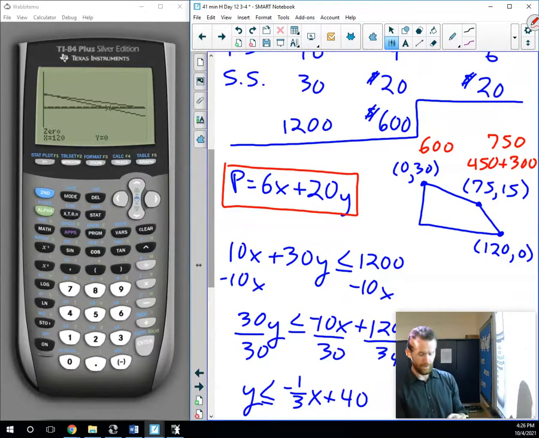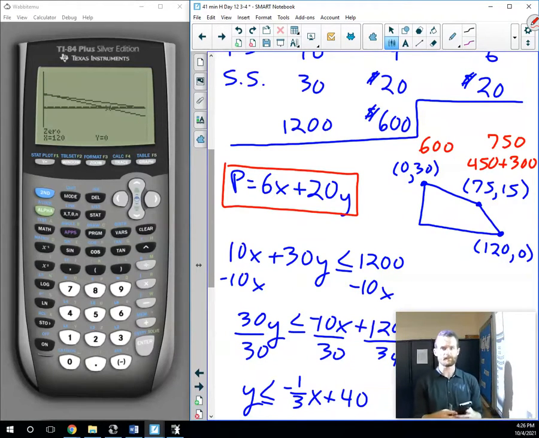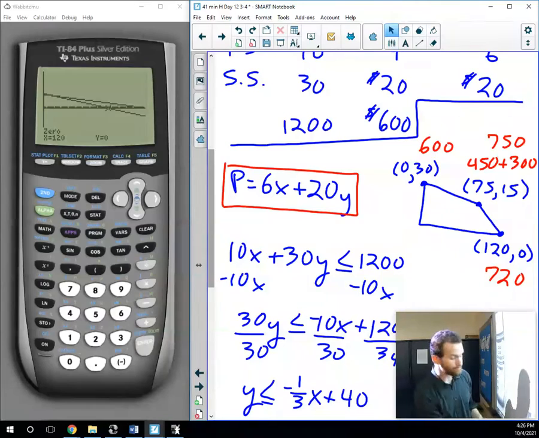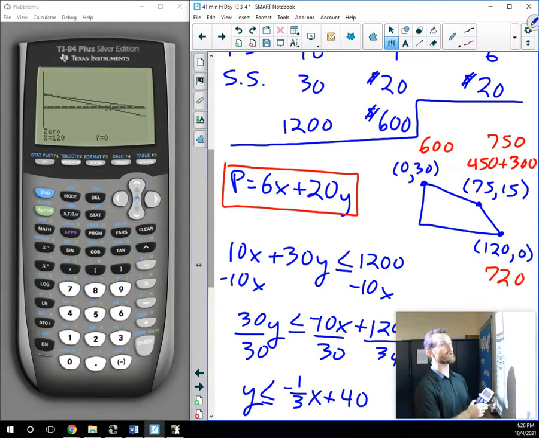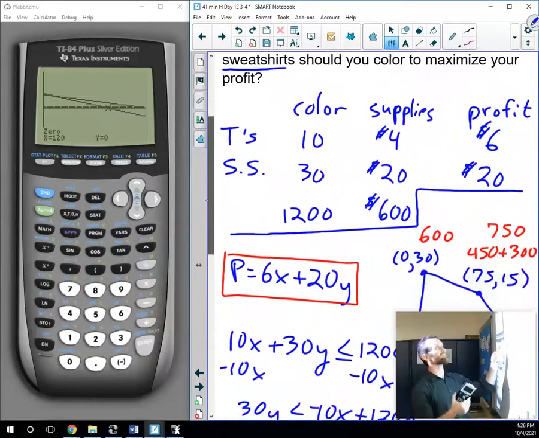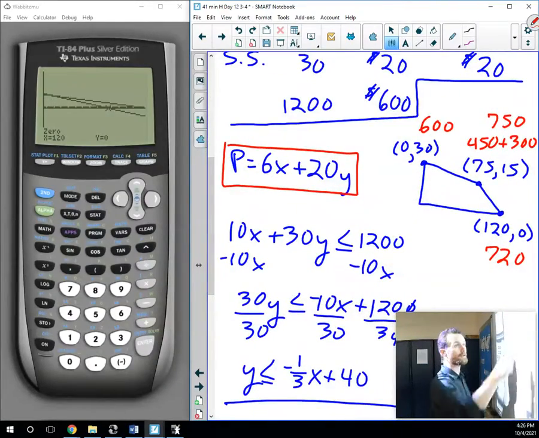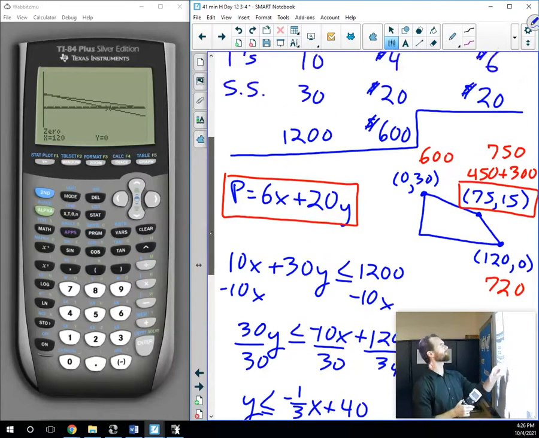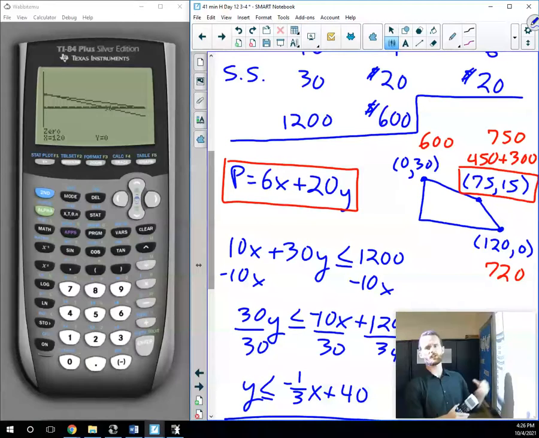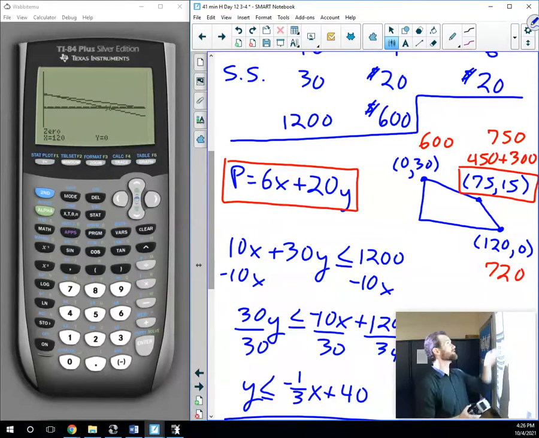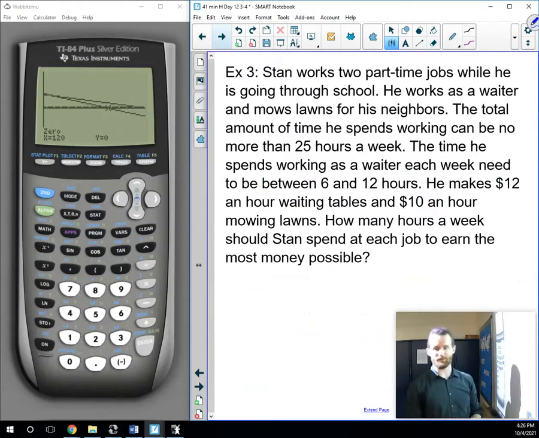And then 120, 0, that's just 120 times 6. The 20 times 0 just becomes 0, and we get 720. Now, we can see that our maximum value is the $750, but they were asking us not the maximum value. They were asking us how many t-shirts and sweatshirts. So our answer is right here. We should make 75 x's, which was t-shirts. Yep, 75 t-shirts and 15 sweatshirts to get the most profit possible in this situation. So that's our answer. Last one to go, example 3.